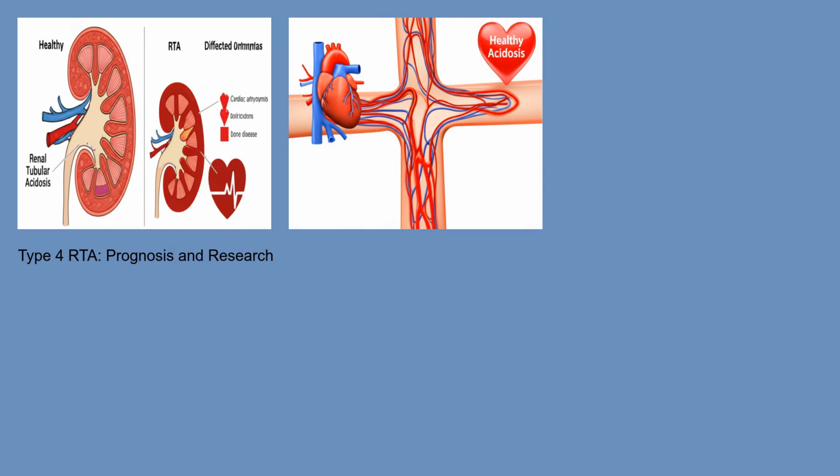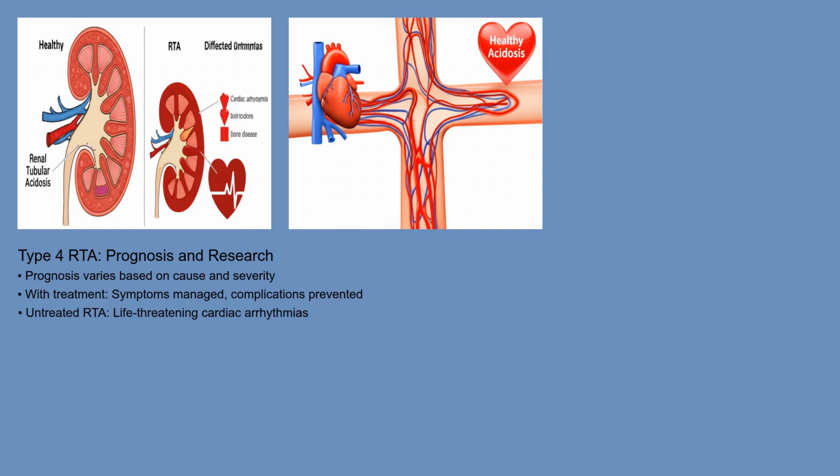The prognosis for type 4 RTA depends on the underlying cause and the severity of the condition. With prompt diagnosis and appropriate treatment, many individuals can effectively manage their symptoms and prevent complications. However, untreated or poorly managed type 4 RTA can lead to life-threatening cardiac arrhythmias. Recent research is focusing on developing more targeted therapies to enhance potassium excretion and improve long-term kidney function in individuals with RTA.